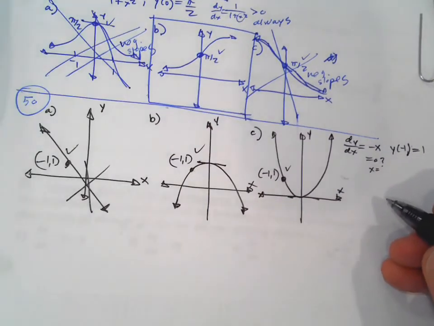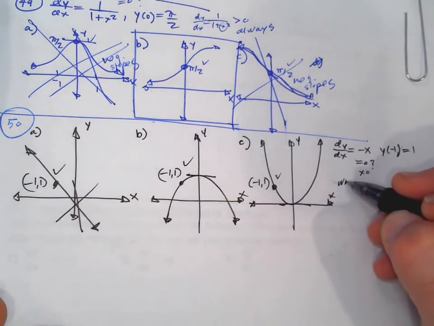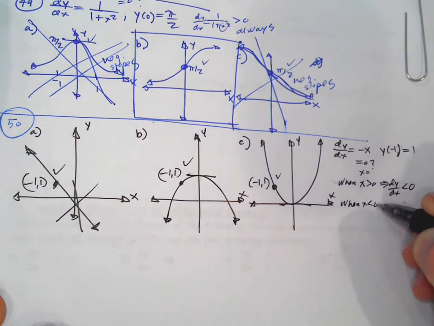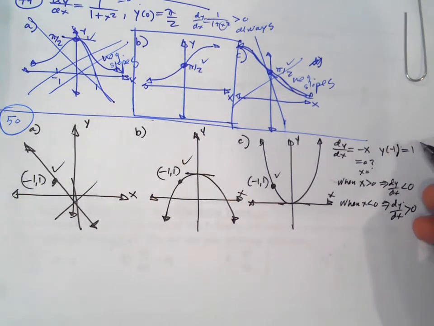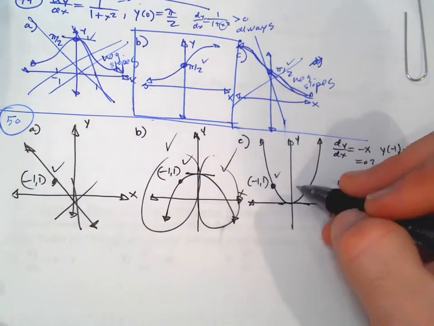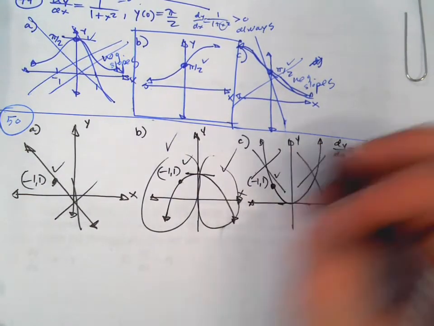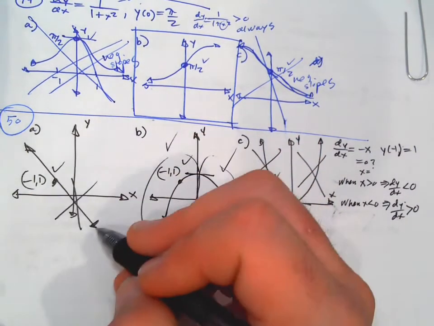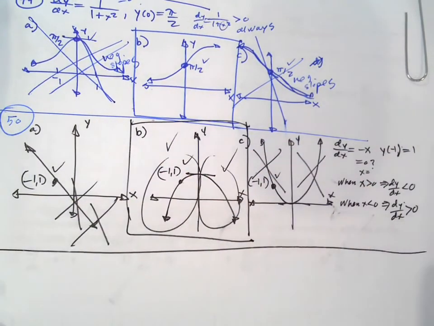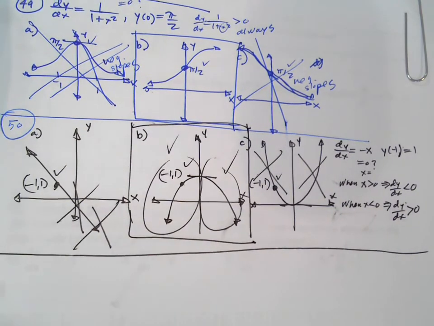They're not undefined. You could say, okay, when x is positive, the slope is negative. When x is negative, the slope is positive. So we're looking for one that is negative on the right, positive on the left. This one's just negative all the time. This one is negative on the left, positive on the right. So the only one that could be it, based off that, would have to be B. This is just good strategy, so you don't have to do all the work.